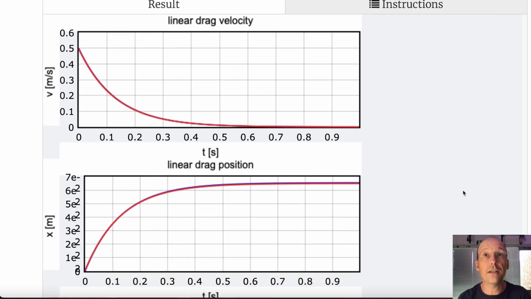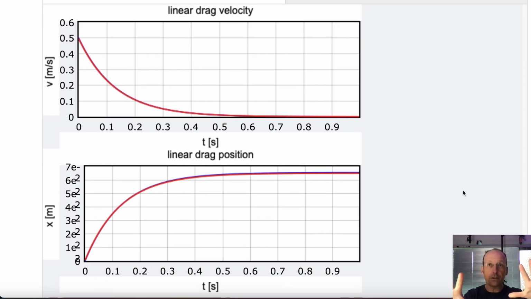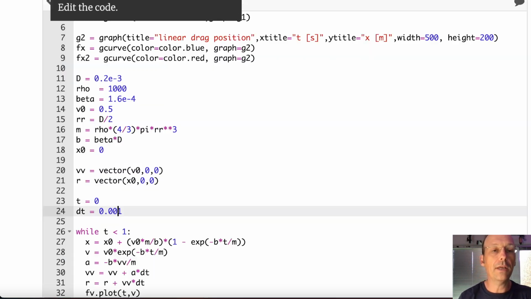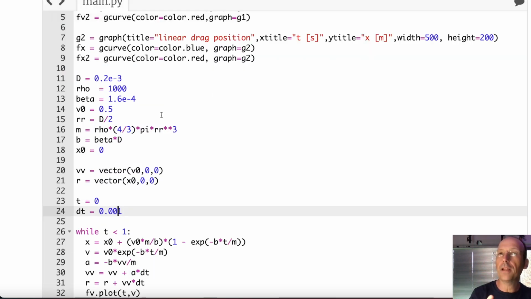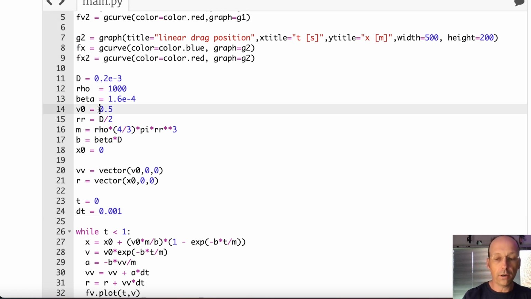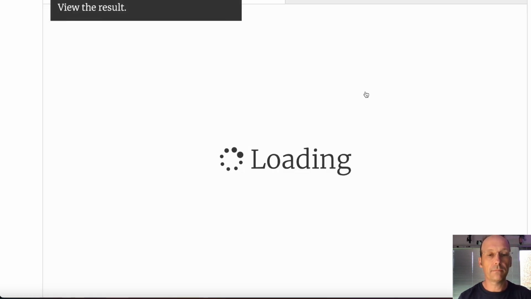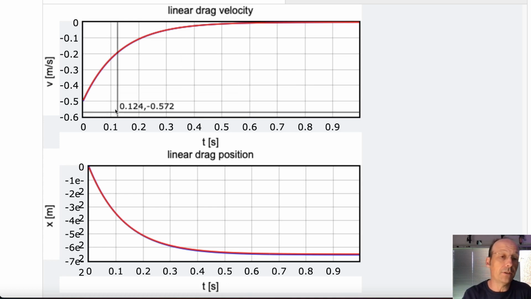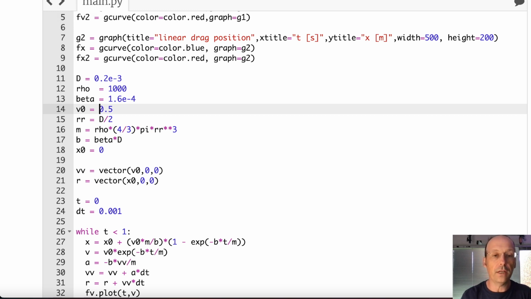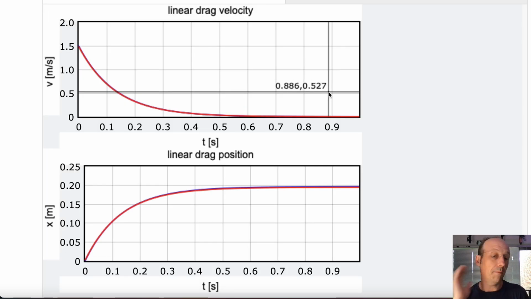And now you can't even tell that there's two graphs. They're right on top of each other, and I think that's kind of awesome. Now we can go over here and change the velocity. What would happen if I have a negative velocity? It should still work. Let's try it. Okay, so now it looks the same. It's just everything's in the negative direction. That's fine. I could give it a larger velocity. Let's say something crazy like 1.5, and it still looks fine.